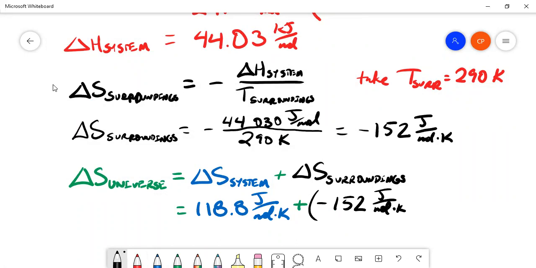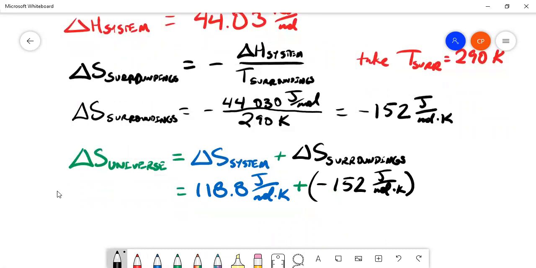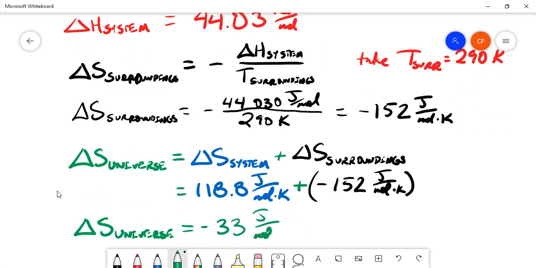My delta S of the surroundings is what I just computed. It's negative 152 joules per mole per Kelvin. So delta S of the universe, delta S of the system and the surroundings together for this story, is negative 33. Yeah, 33 is a good number to put to it.